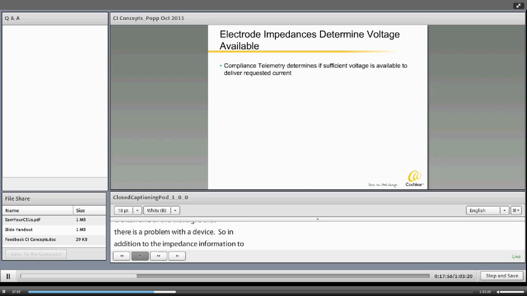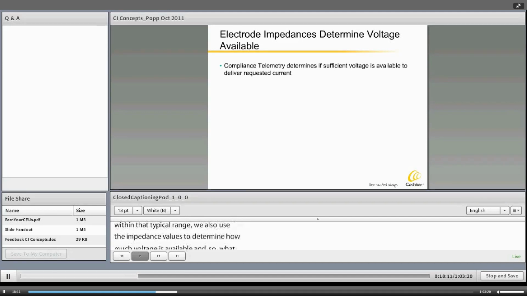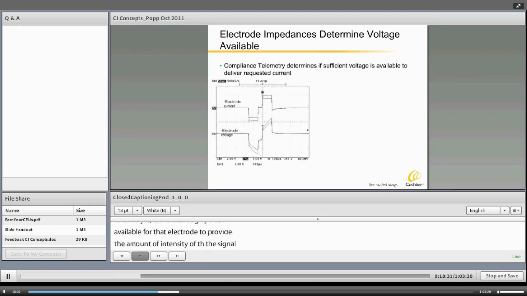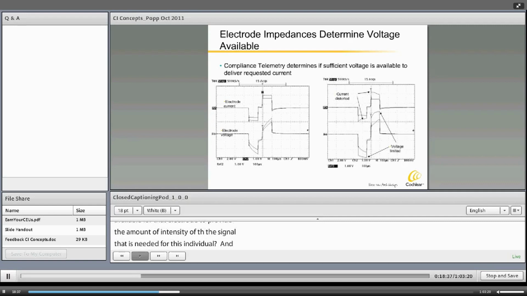In addition to the impedance information to know whether the device is operating within that typical range, we also use the impedance values to determine how much voltage is available. What we're looking at in the compliance telemetry is whether there is enough power available for that electrode to provide the intensity of the signal that is needed for this individual.